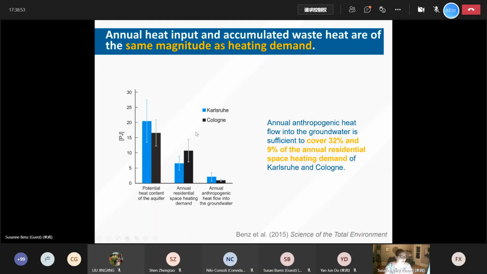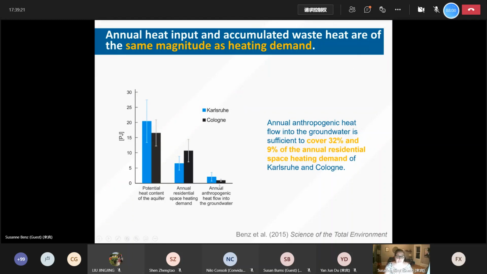And in the middle, the most important block, this tells us how much heat we actually use every year for our residential space heating. So this is our annual heating demand. And just from looking at this, you notice all of these have the same magnitude. In fact, if we can recycle all of that heat that is already stored in the underground, we can cover our heating demand for multiple years, or at least 1.5 years in the case of Cologne.